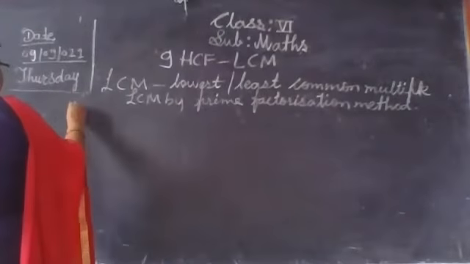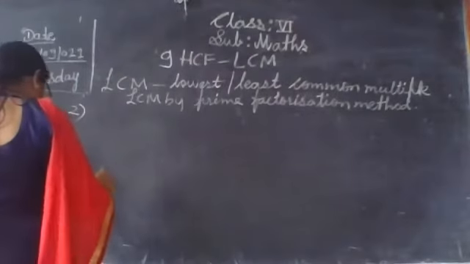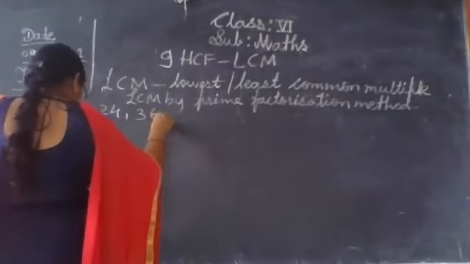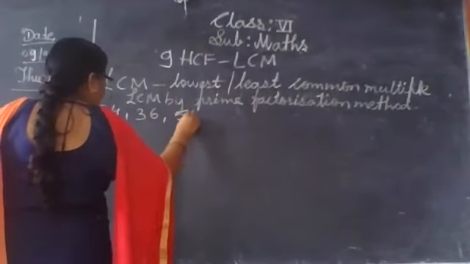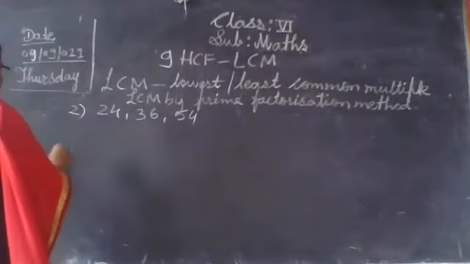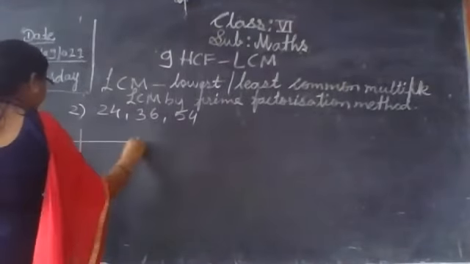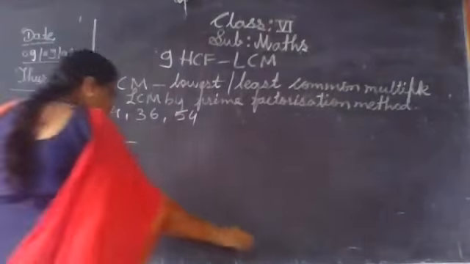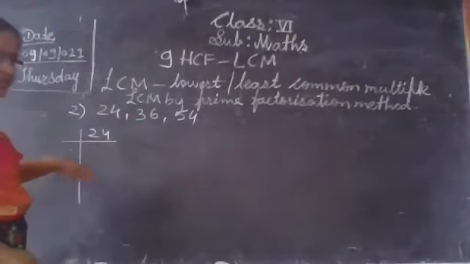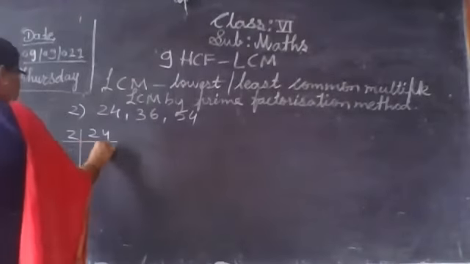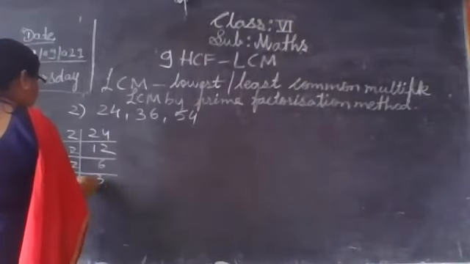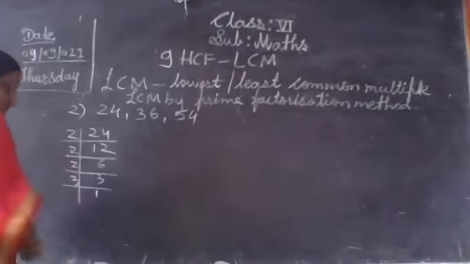Find the LCM of 24, 36, and 54. So separately we will find the LCM. Yes, 24 is an even number, so we will start by 2. 2 12s are 24, 2 6s are 12, 2 3s are 6, and 3 1s are 3.